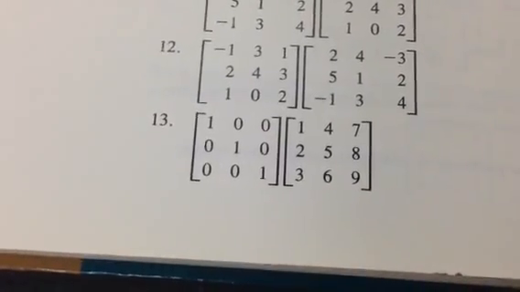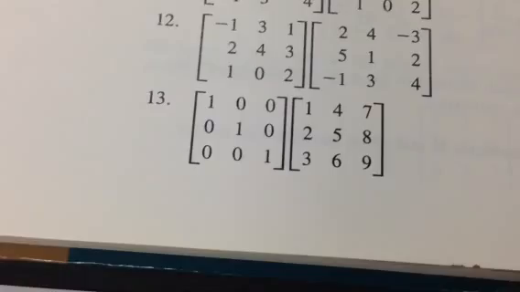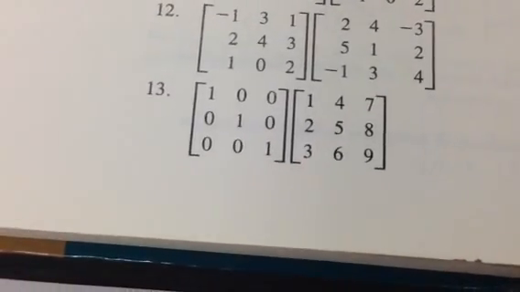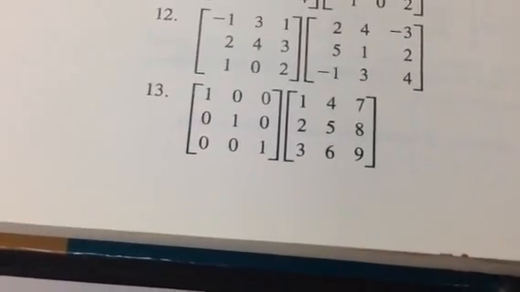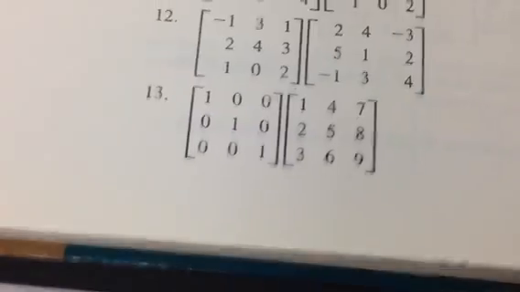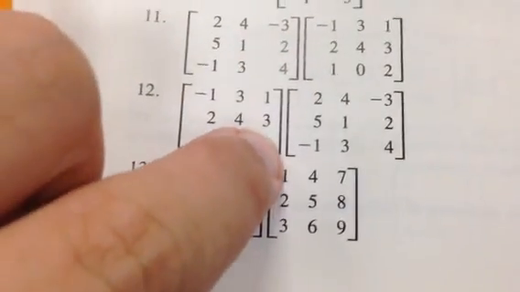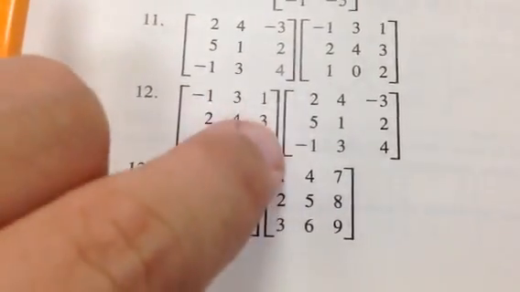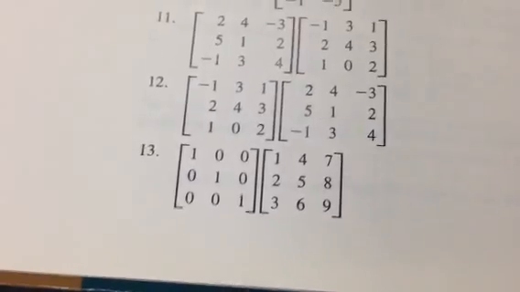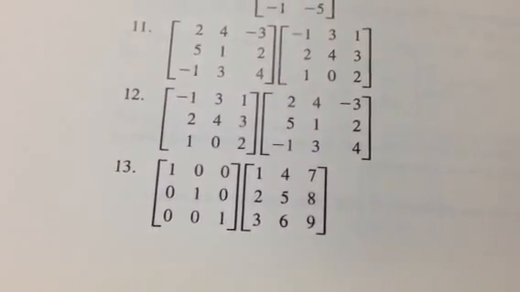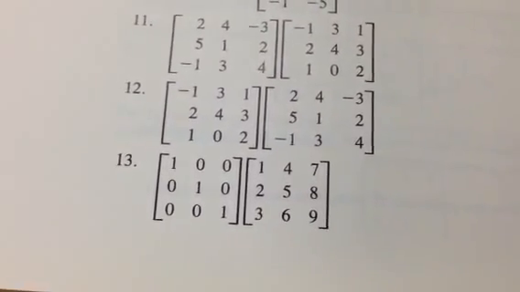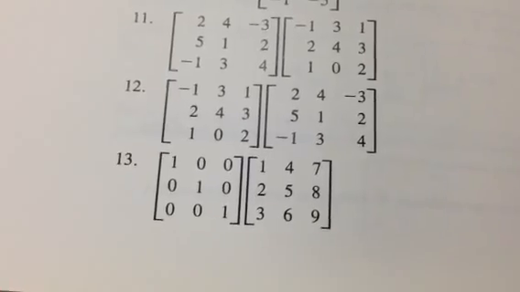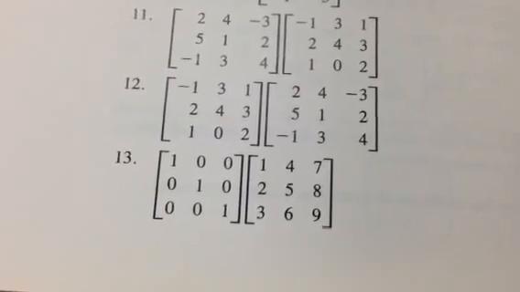So here I see we have negative 1, 3, 1, then 2, 4, 3, then 1, 0, 2 as one of our matrices. And the other matrix, since there's nothing between them, we know these matrices are multiplying. And we have 2, 4, negative 3, 5, 1, 2, and negative 1, 3, 4.